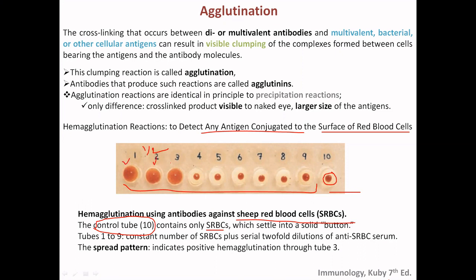This is half diluted, this is 4 times diluted, and it continues. This is 1 by 8, and this is 1 by 16, 1 by 32, 1 by 64. Like this, the dilution goes on. So here we can see that when it is the sheep blood as it is, half diluted, and one-fourth diluted, we can see the spread pattern that indicates positive hemagglutination. So up to dilution 1 by 4, a hemagglutination reaction is happening.